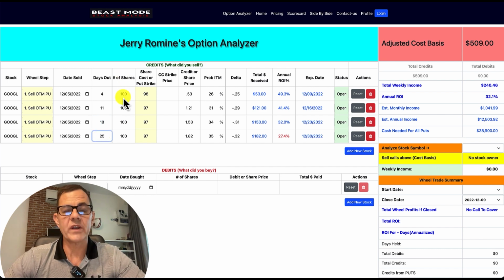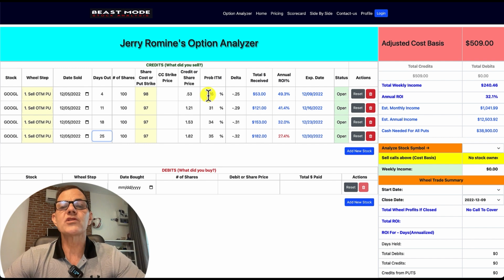100 shares, which is 1 contract for each. And then this is our share price. And this is all determined on our delta because we're trying to get about a 0.3 delta. And in the case of the one that's 4 days out that expires on the 9th, the closest we could get was negative 0.25, and this is our credit per share price. Everything is broken down, and we've got our probability in the money.